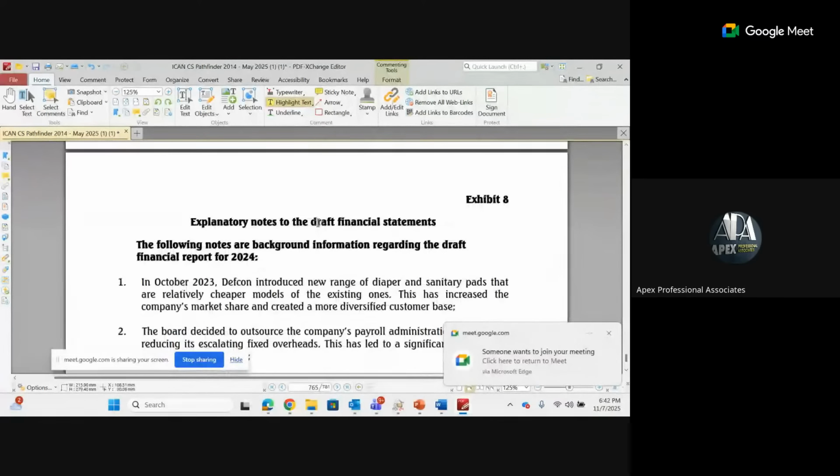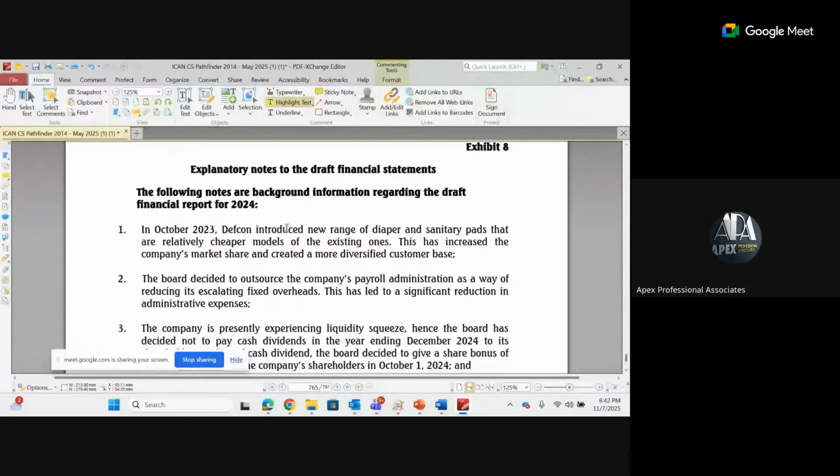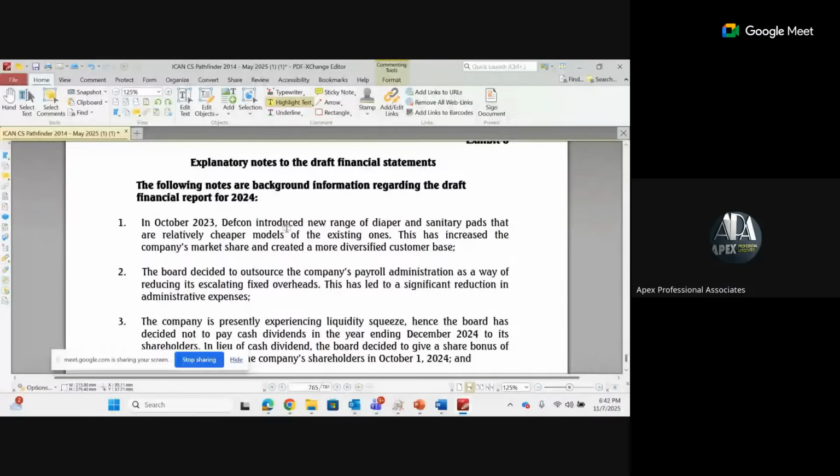So then, Exhibit 8 is giving an explanatory note to the draft financial statements. Let me take it as explanatory notes to the draft financial statements. The following notes are background information regarding the draft financial reports for 2024. Note 1. In October 2024, Defcon introduced a new range of diaper and sanitary pads that are relatively cheaper models of the existing ones. This has increased the company's market share and created a more diversified customer base.